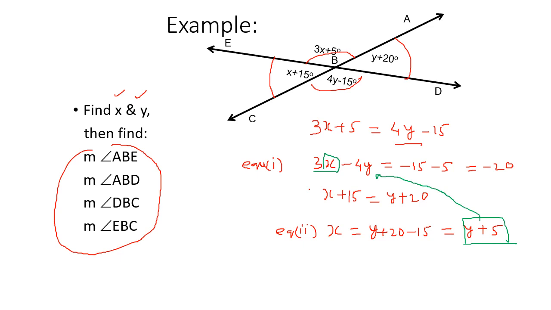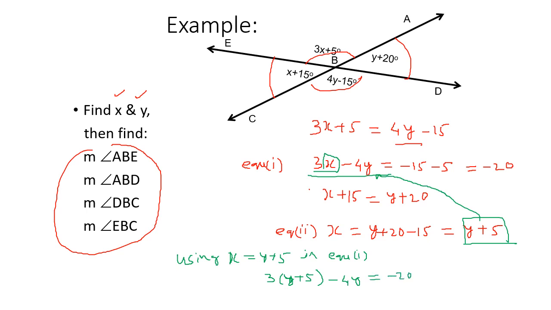So we can say, using or substituting x equals y plus 5 in equation number 1. It was 3x, so it will become 3 times (y plus 5). In the place of x, I'm writing y plus 5. Minus 4y as it is. See, I'm copying from equation 1, and that equals minus 20.